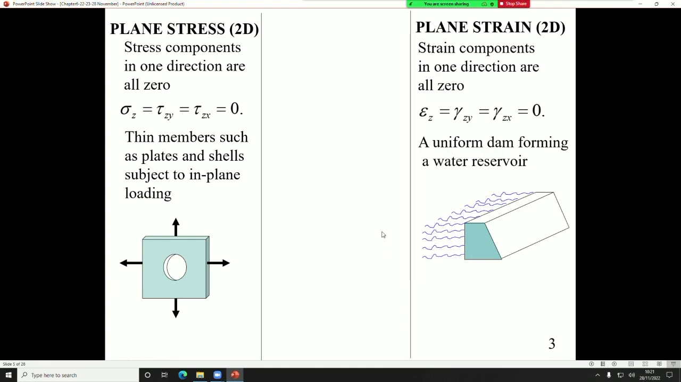So this is like a uniform dam forming a water reservoir. As you can see, the force is always uniformly distributed in the z direction. So if the force is not uniformly distributed along the z direction, again, this is not considered as a planar strain problem. If you're analyzing the wing of an aircraft, it can be analyzed ignoring the weight of the engines. You can analyze it as a planar strain problem. And in the majority of textbooks, they do use a planar strain problem for an approximate solution. So again, you ignore that it is tapered.